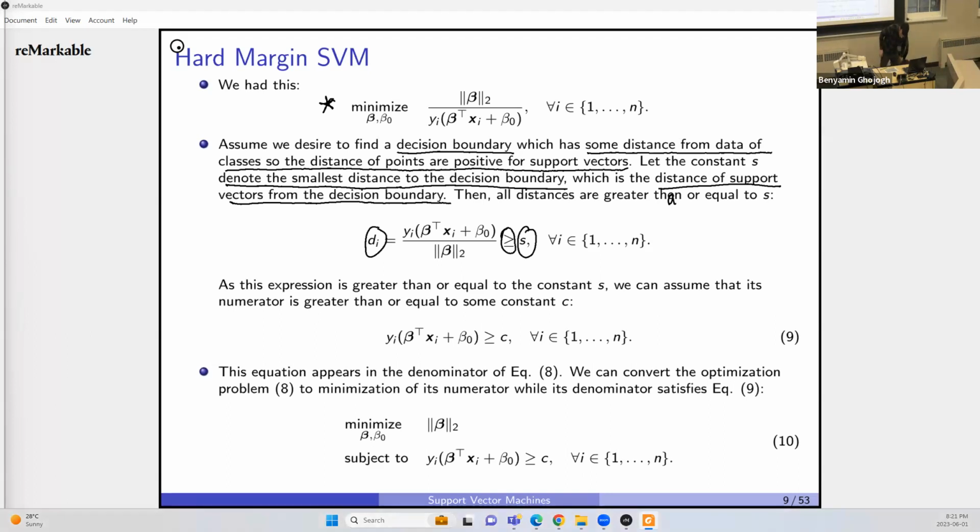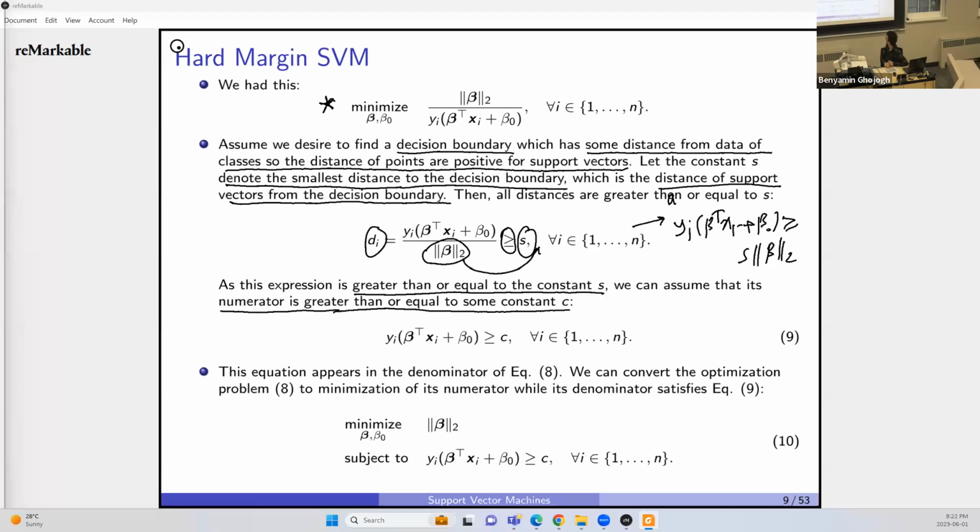Okay, guys, as this expression is greater than or equal to the constant S, we can assume that its numerator is greater than or equal to some constant. Do you agree? When I say this, can I say that y_i times beta transpose x_i plus beta zero is greater than or equal to S times the L2 norm of beta? I'm just multiplying by the denominator and bringing it here. Then I denote this by C. So far clear?